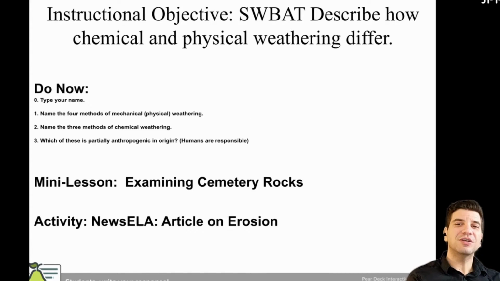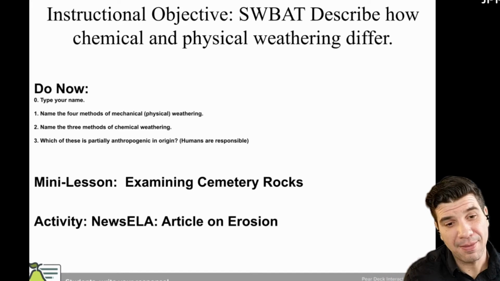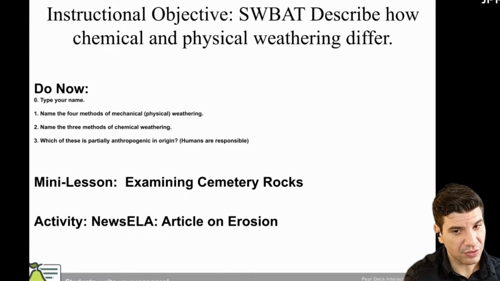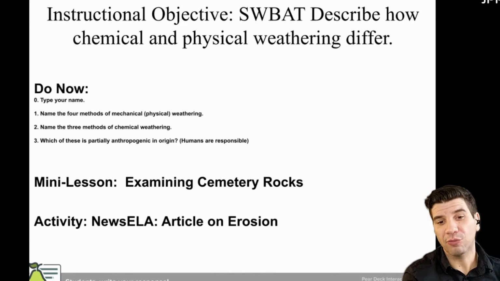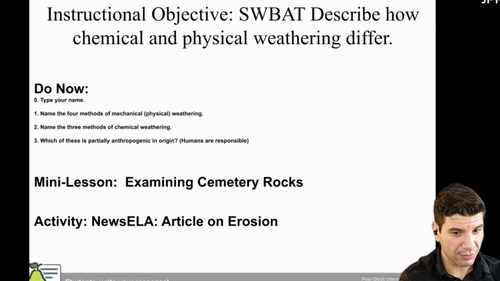So today's instructional objective: students will be able to describe how chemical and physical weathering differ. Do now says type your name, the four methods of mechanical, physical weathering, name three methods of chemical weathering, and which of these is partially anthropogenic, meaning which of these are caused by humans.